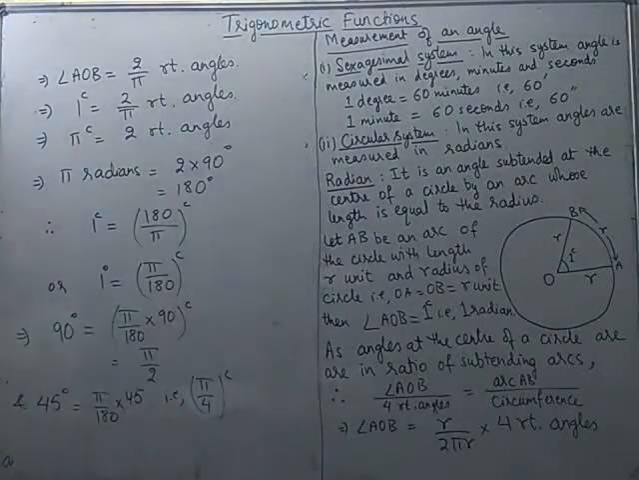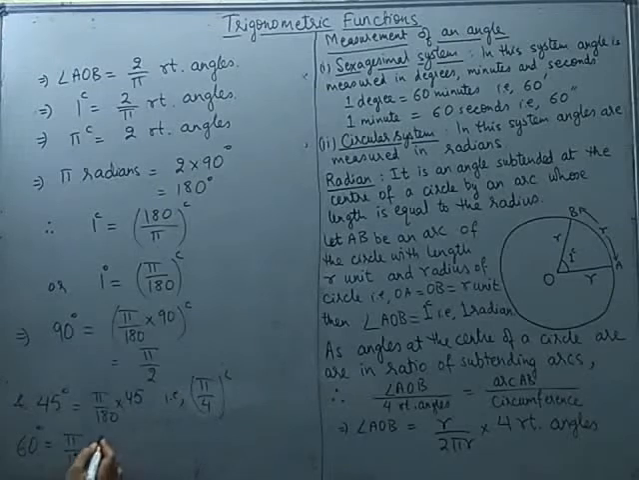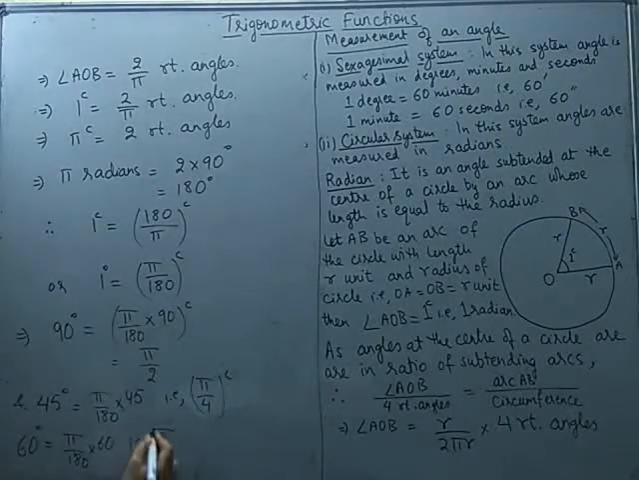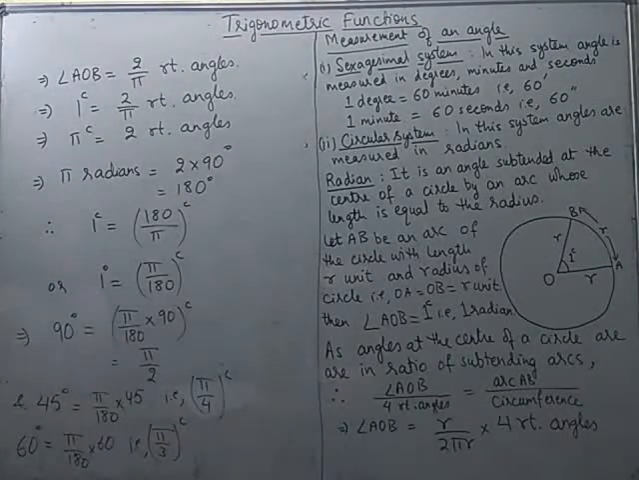You can convert 60 degree. 60 degrees will be pi over 180 into 60. With 60 we can cancel out 180. It comes out to be 3. So this reduces to pi over 3 radians. In the same manner, you can calculate 30 degree in terms of radians.